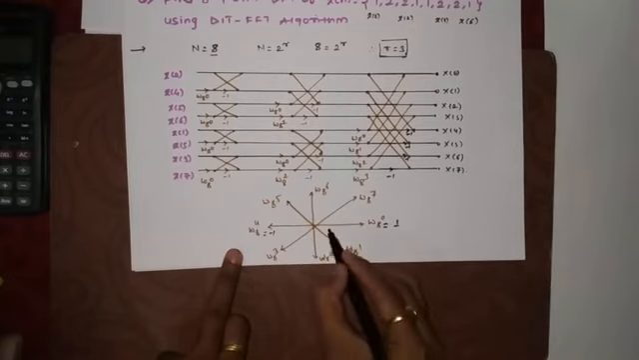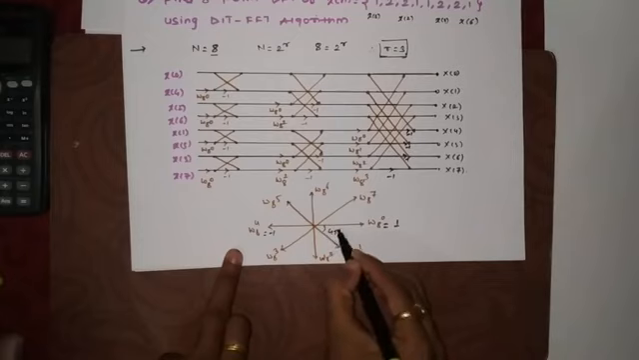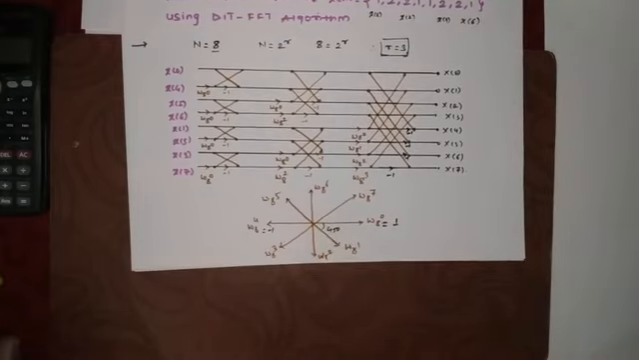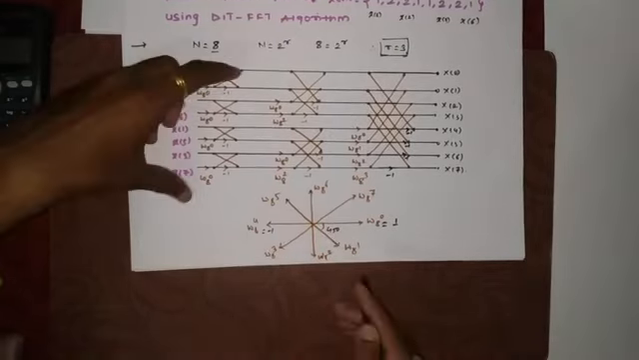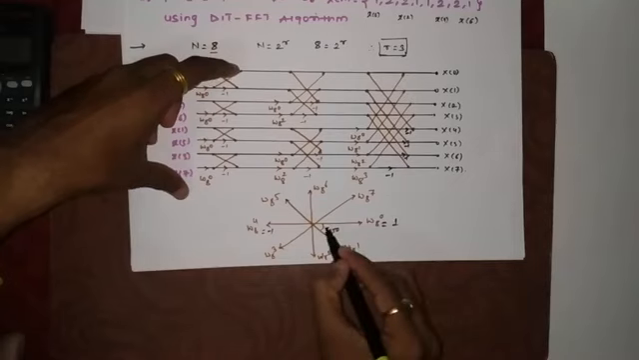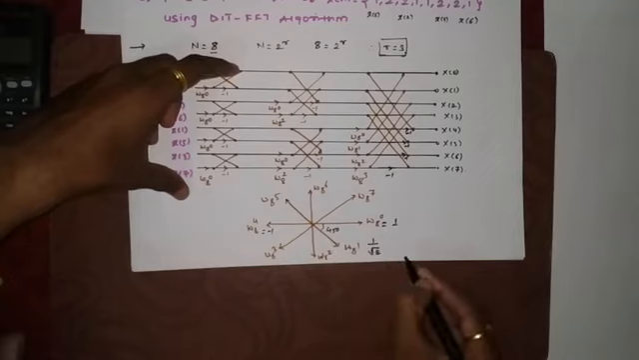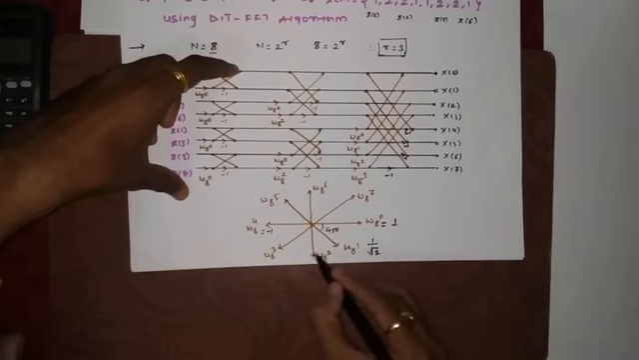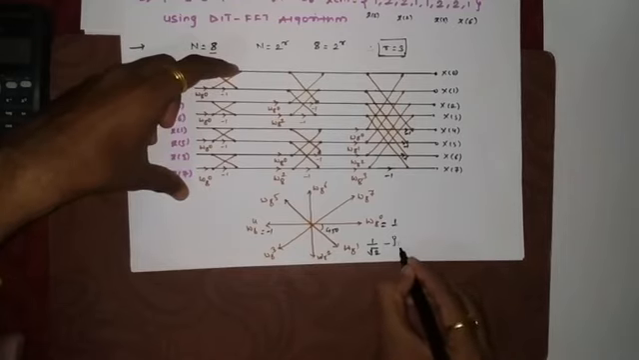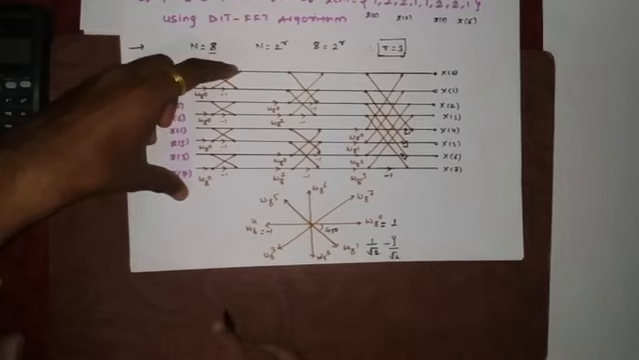Now omega 8 raised to 1 makes an angle of 45 degrees. 45 degrees means cos 45 with sine 45. So see, this quadrant is having positive real axis and negative imaginary axis. So based on that, we can write cos 45 as 1 by root 2. This is going to be positive, and negative imaginary, minus j by root 2.